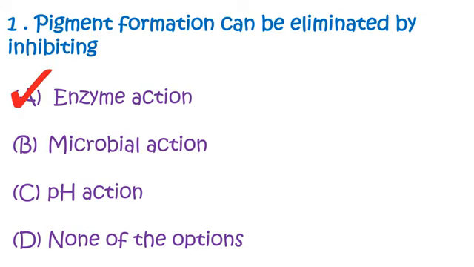So the pigment like the melanin can be eliminated by the enzyme action in our body.